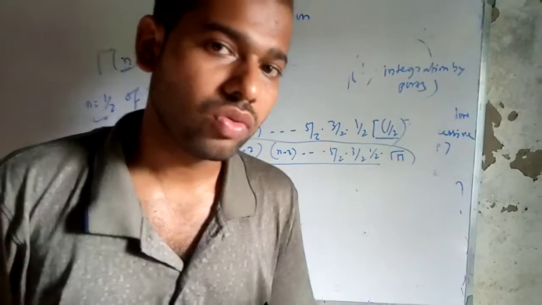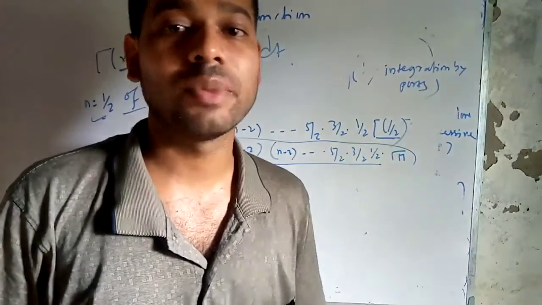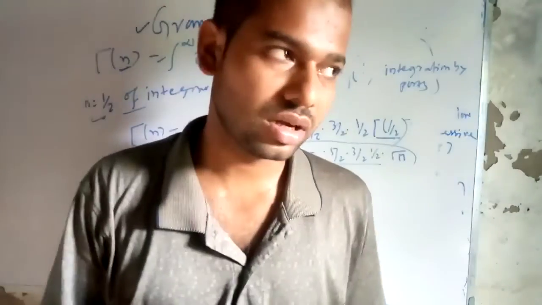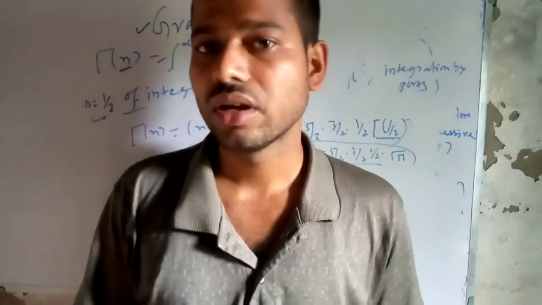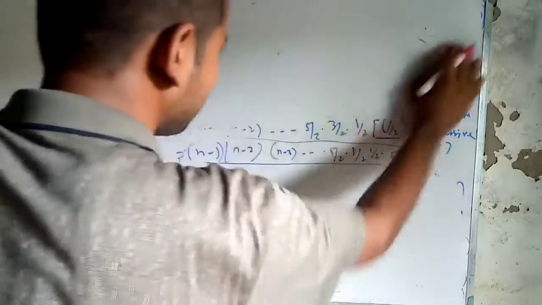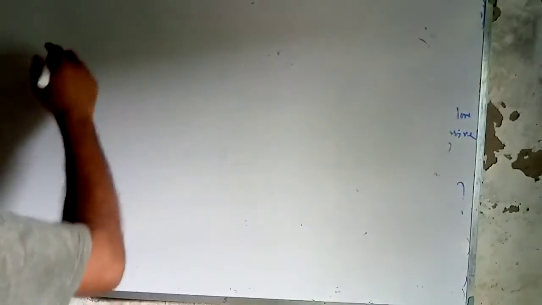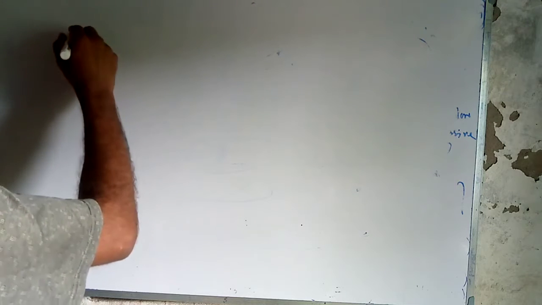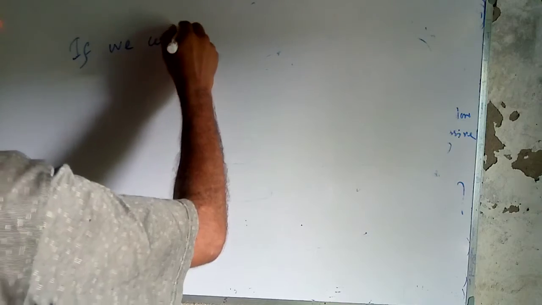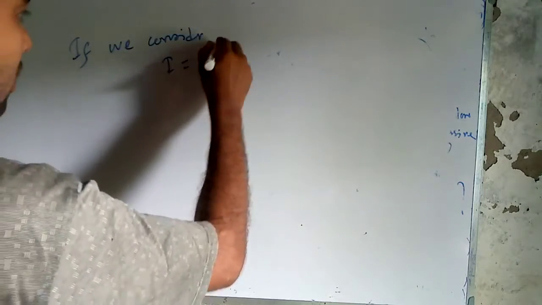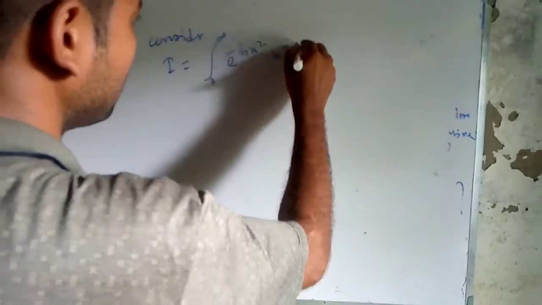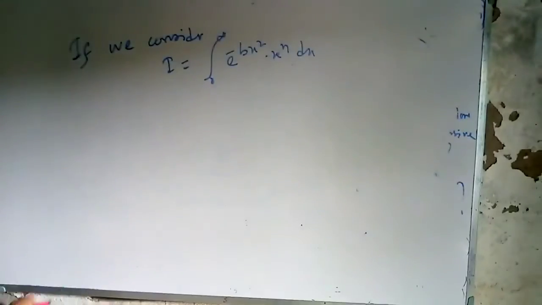Now, where is it applied? It is applied in kinetic gas, and in the next video I will show its application. It has application in various fields. Let us see. Suppose we consider I equal to integral from 0 to infinity of e to the minus b x square into x to the power n into dx. This is one form of integration.